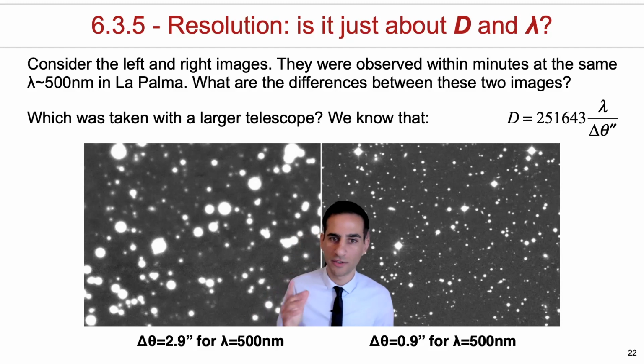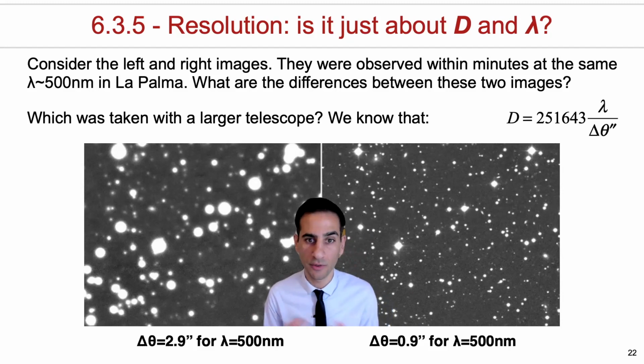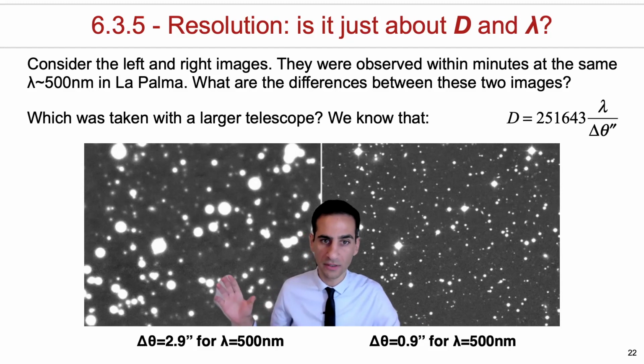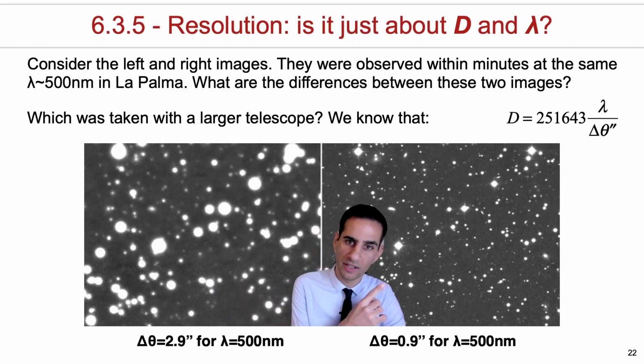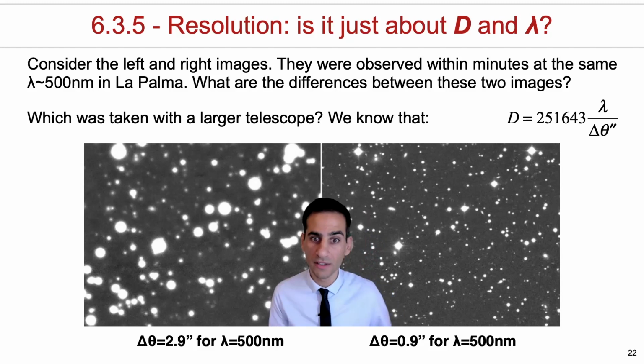Of course, if you were to take the theoretical formula into full consideration and explain the differences simply as a difference in diameter, you'd probably conclude that this image was taken with a telescope of about 5 centimeters, and this image would have been taken with a telescope of 15 centimeters, something like 3 times larger. Is this really the case?